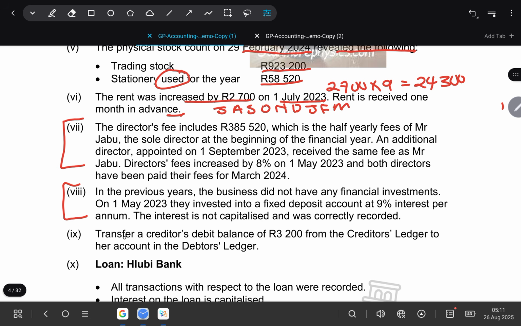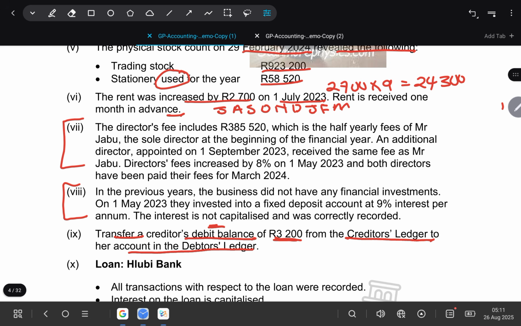Now the next transaction says that transfer a creditor's debit balance of 3,200 from the creditor's ledger to her account in the debtor's ledger. So now remember, a creditor's debit balance means it's a negative balance. So when I take him out, because he has a negative balance in the creditor's control, it means I'm going to add on the credit side. So I will credit creditor's control, and then I have to debit, it means I'll also add interest and other receivables.